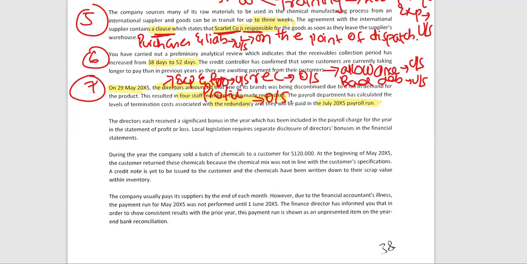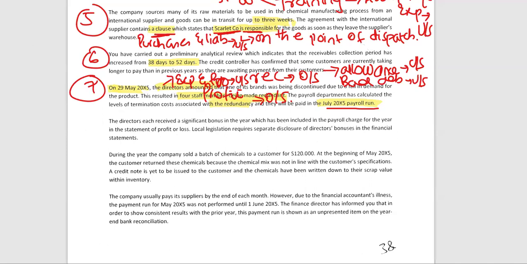One minute, guys. In the earlier paragraph, the one we just did, they have mentioned that they will be paid in the July 20x5 payroll run. So we think that they might have recognized this expense in the next year's payroll run. So yes, the risk was expense and provision is understated. It's correct. Then the directors each received a significant bonus in the year, which has been included in the payroll charge for the year in the statement of profit or loss.